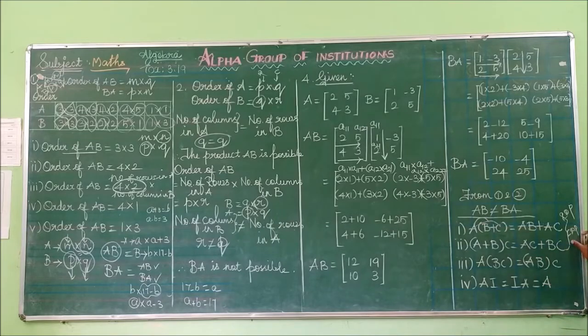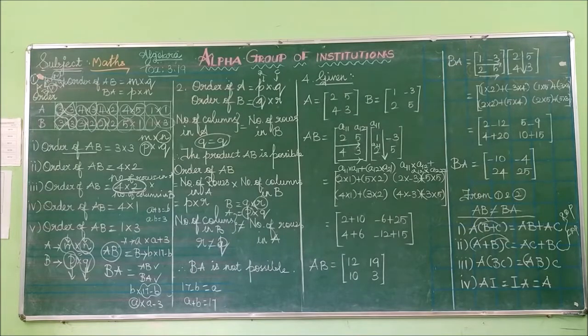Then for the left distributive law, first you add A plus B, then multiply with C, and that value will be equal to AC plus BC. Okay, this is for addition. Matrix multiplication is distributive over matrix addition. Then matrix multiplication is always associative.